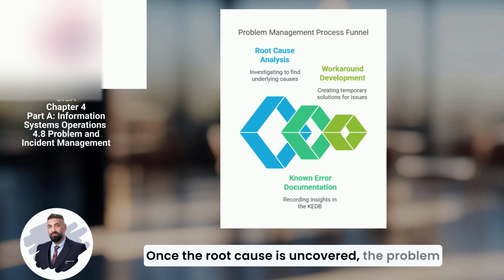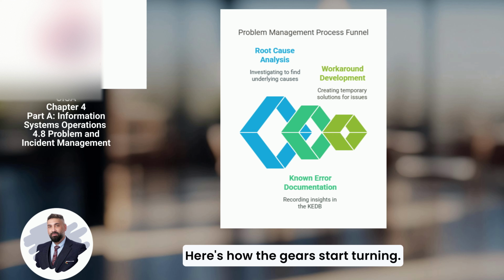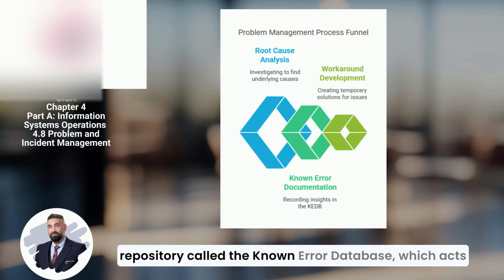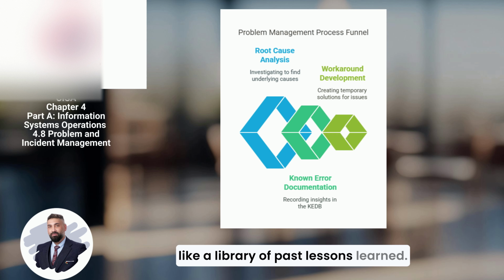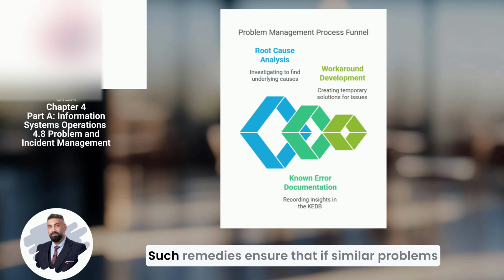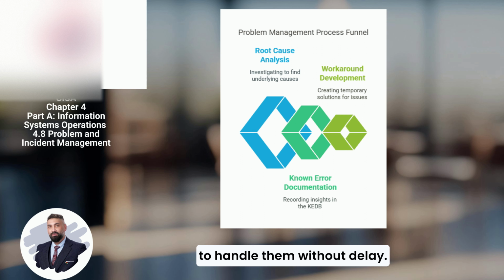Once the root cause is uncovered, the problem transitions into what we call a known error. Here's how the gears start turning. This known error is added to a specialized repository called the Known Error Database, KEDB, which acts like a library of past lessons learned. Next, teams build a workaround, a quick remedy to address these known errors. Such remedies ensure that if similar problems arise again, the organization knows exactly how to handle them without delay.